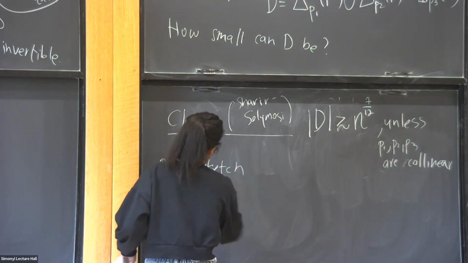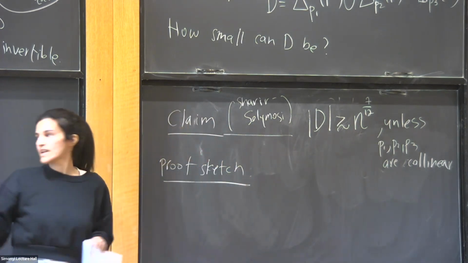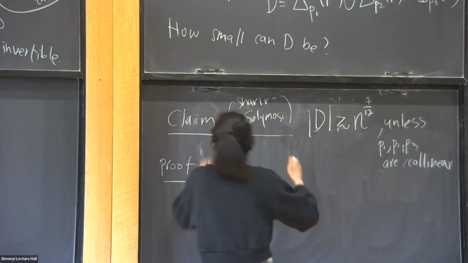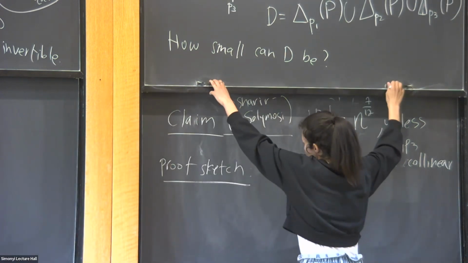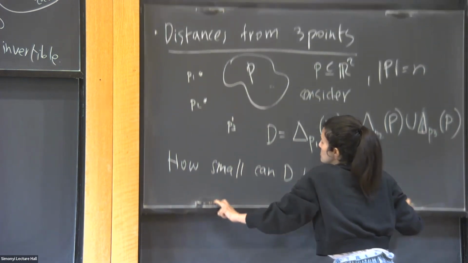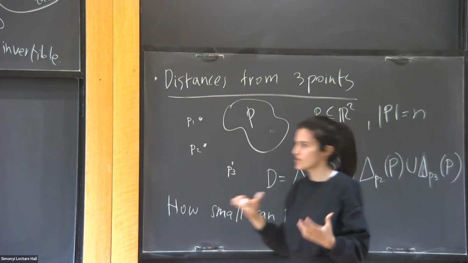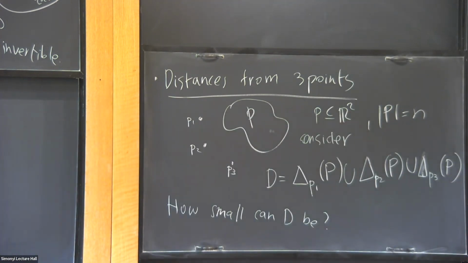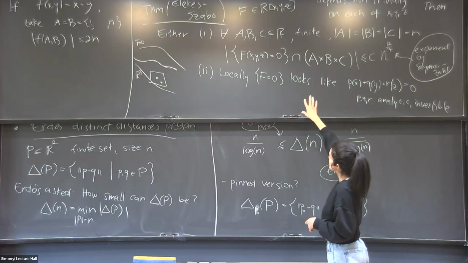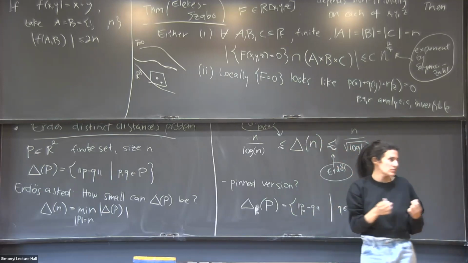So how are we going to prove it? I can reduce it to the Elekes setting. How should I reduce it to the Elekes setting? I want to find some polynomial and apply Elekes and Szabó. Find the polynomial of 3 variables and apply Elekes Szabó. So what would be the polynomial?